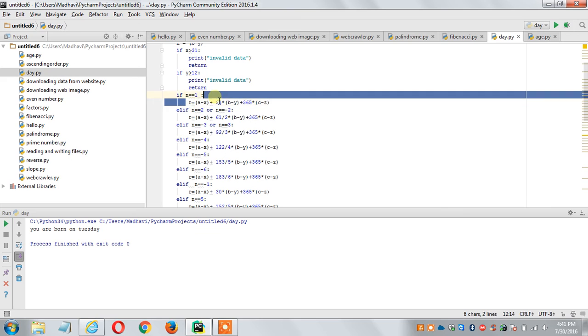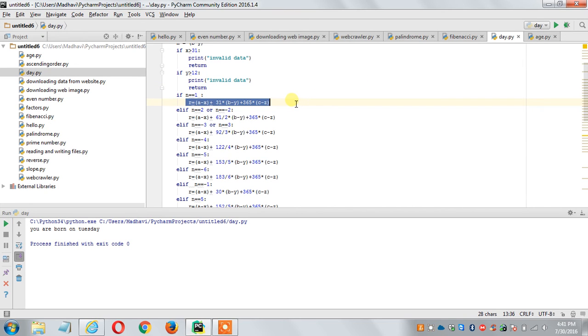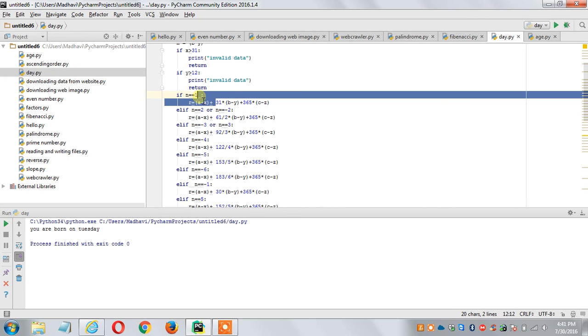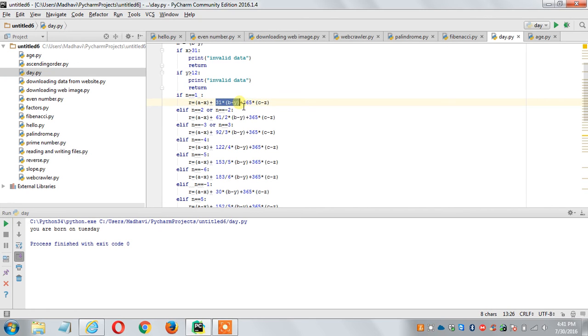Well, so if you look, R is equal to the difference between the days. It's quite simple, but the difference between the days. But as you know, we have 31 days in May, so it is 31 times b minus y, the difference between the months. As you know, it's just 1 because n is 1. And next, the difference between the years.